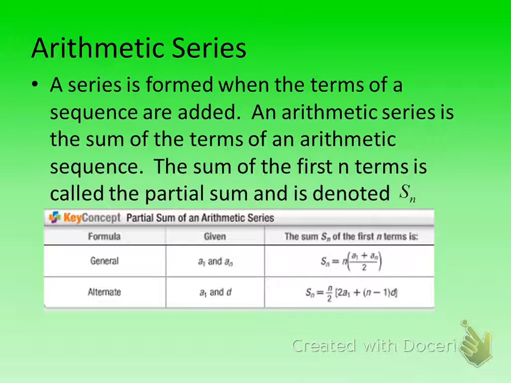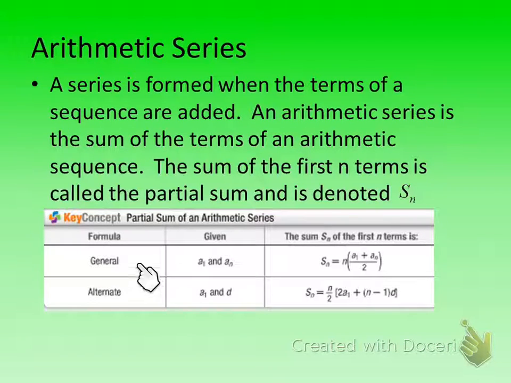Now, that could take a while if you just do term plus term plus term plus term plus term plus term plus term. So thankfully, some mathematician many moons ago came up with equations for it. Now, the sum of all these terms is denoted S sub n, the sum of however many terms. That's what the n means. The n is however many terms you have in the sequence. S is sum.